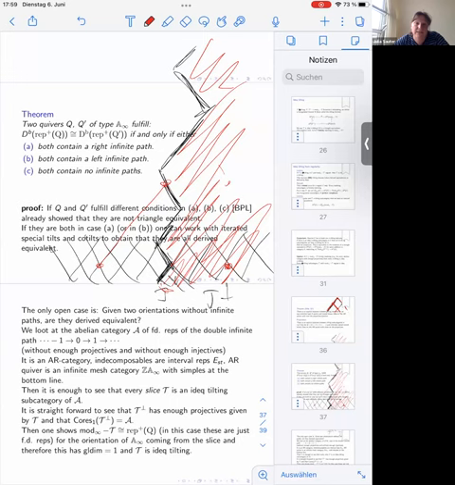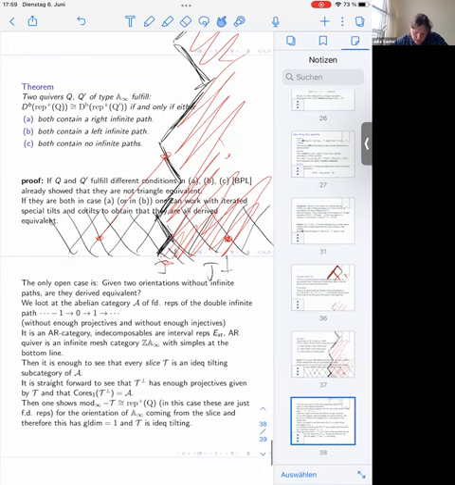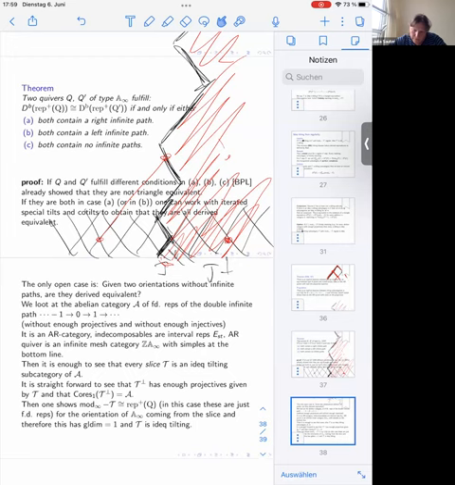So the only open thing is, is this also IDEC tilting? And this follows from showing that this category is nothing but rep plus Q. And this is just the finite dimensional representations here, but because we don't have any infinite path for the quiver that you find when you look at these, you follow the arrows, so to say.